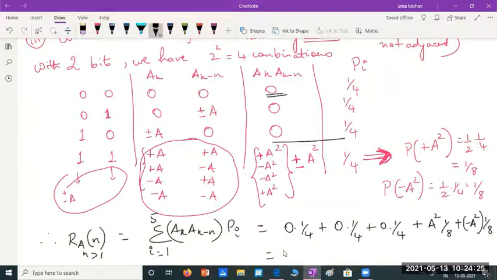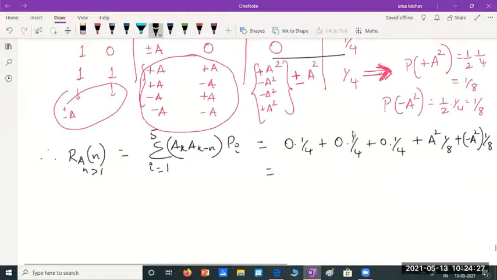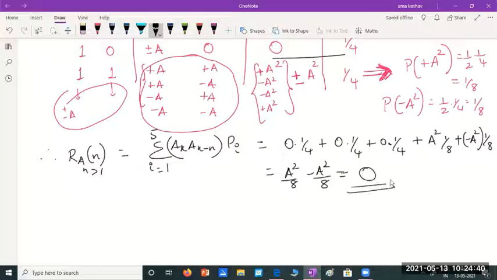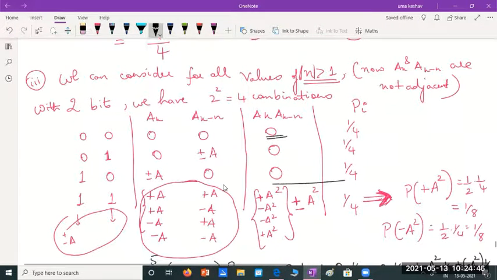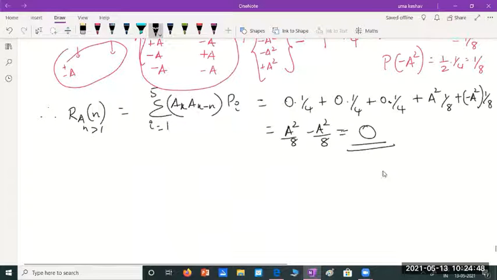So what will I get? All these 3 are 0. Plus A square by 8 and minus A square by 8. Again, I am getting the final answer as 0 only. You see, even in this case, we are getting for n greater than 1, the ACR function becomes 0. So you call this equation 4 or equation 5.